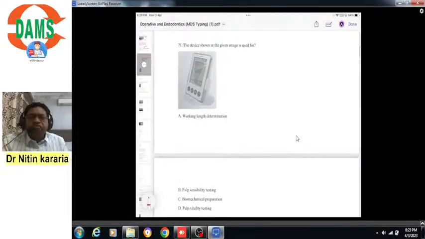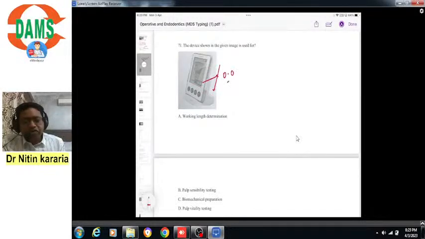So it is a simple straightforward question. You can see that there are readings indicated which indicate something called 00 or like. So reading 00 basically means apex. So it is basically an electronic apex locator that is used for working length determination. Okay, so it is an electronic apex locator.